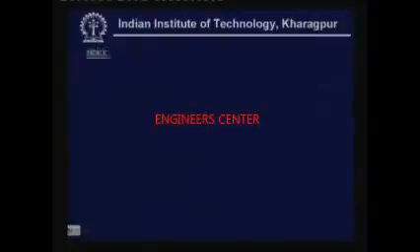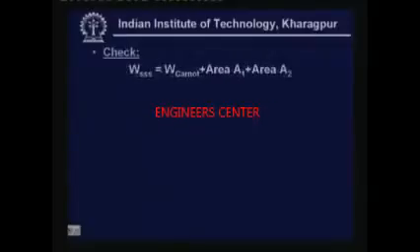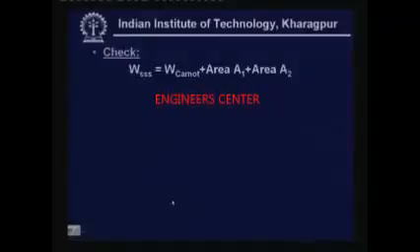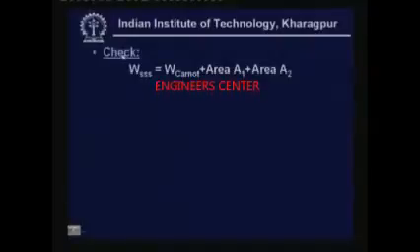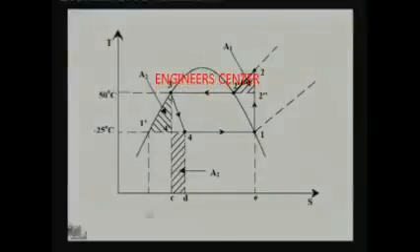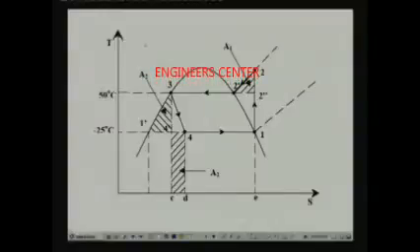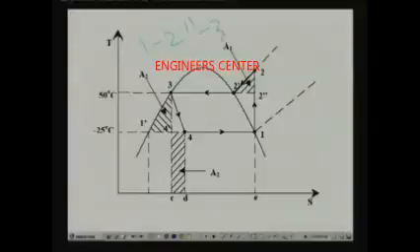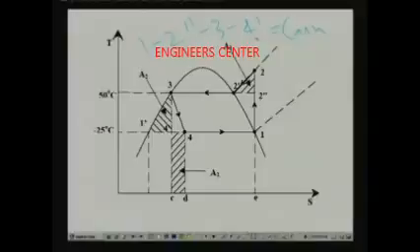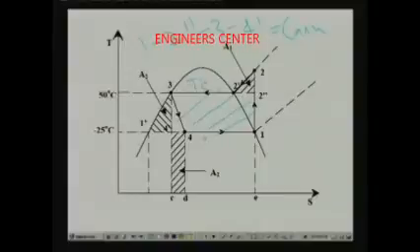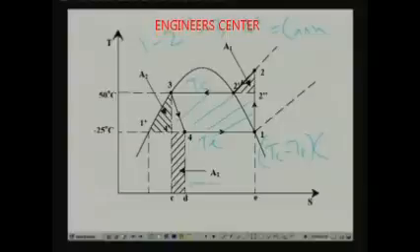Now you can also check your results, because we know that for the single stage saturated cycle, the work input is equal to the work input of a Carnot cycle plus area A1 plus area A2. And what is the Carnot cycle here? The equivalent Carnot cycle is 1, 2 dash, 3, 4 dash. So this is your Carnot cycle. Find out the work done during this Carnot cycle. It is equal to the rectangular area, that is Tc minus Te, into this entropy difference.